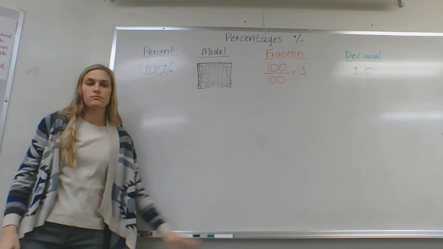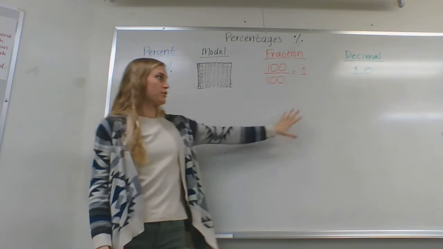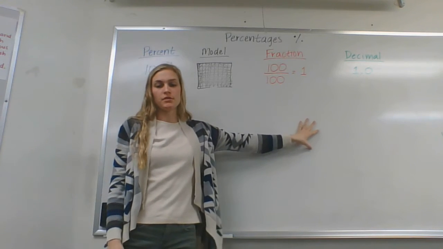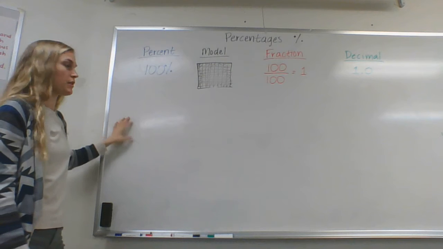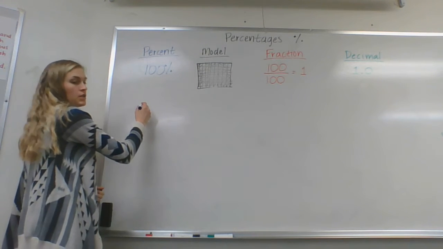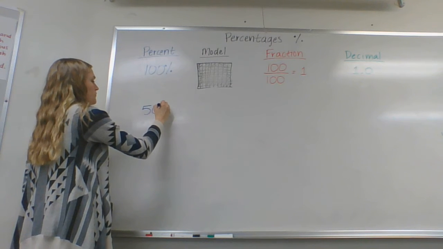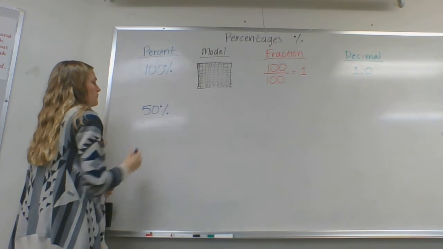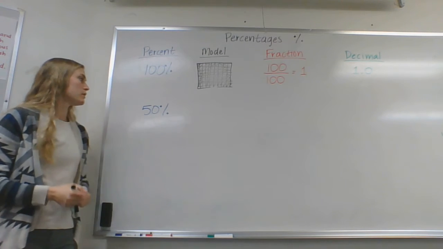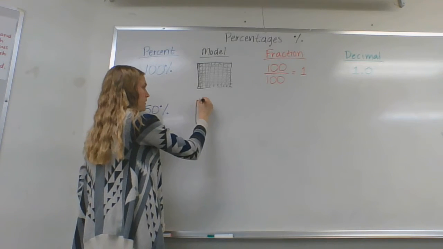1 whole. Alright? So you're gonna be given either a percent, a fraction, or a decimal, and you're gonna have to fill in the other 3 columns based on what you get. So we'll start with another percent. Let's think about 50%. 50%. Okay. We draw a model of that.